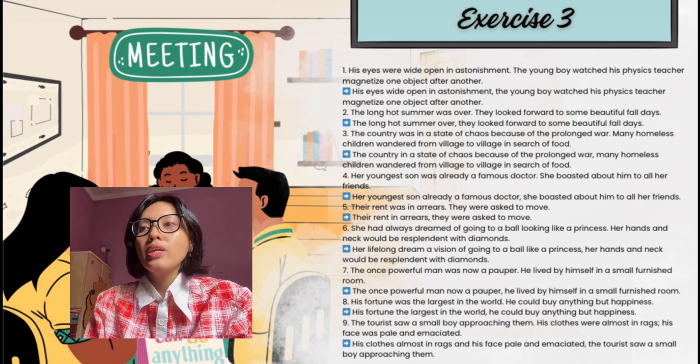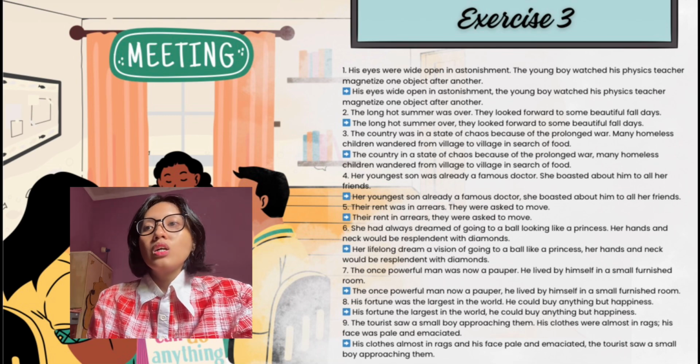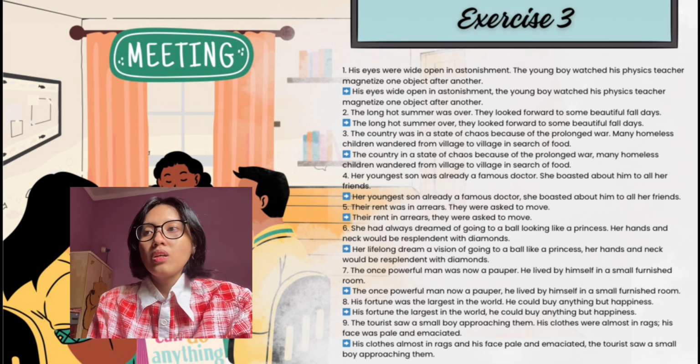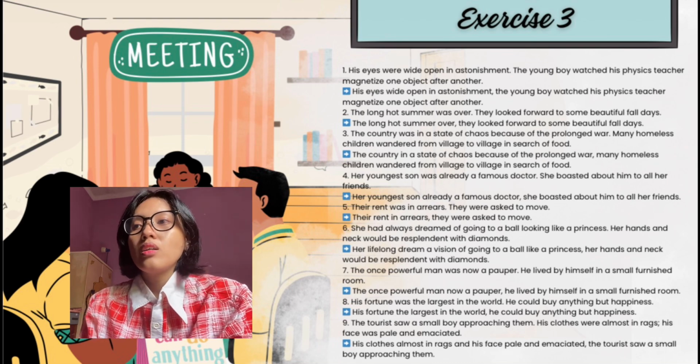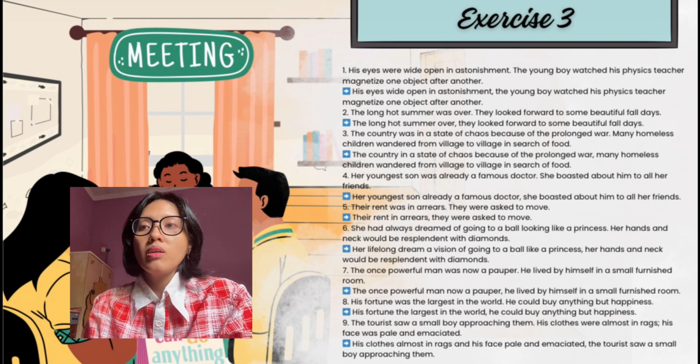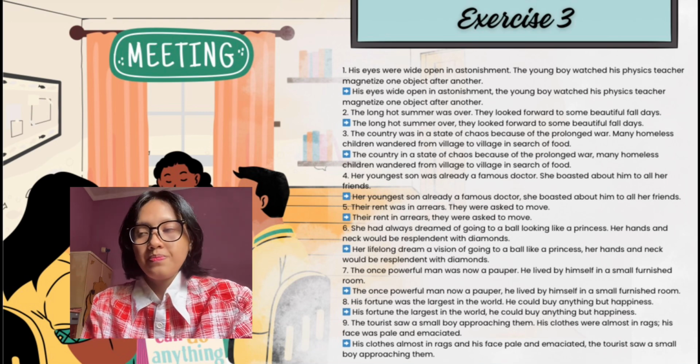One was already a famous doctor. She boasted about him to all her friends. Her youngest son, already a famous doctor, she boasted about him to all her friends.